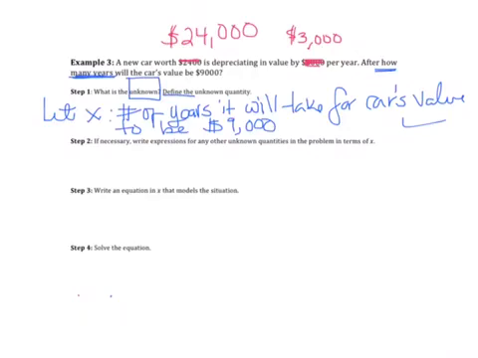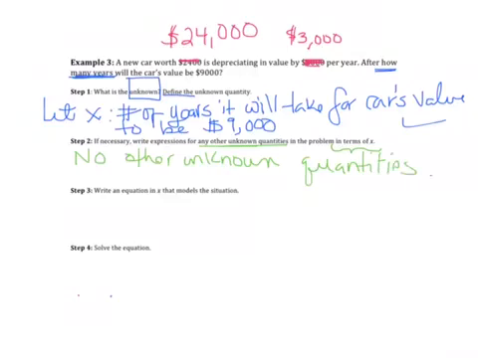Okay, step 2. If necessary, write an expression for any other unknown quantities in the problem, of course, in terms of x. Now, I hope you can see that here there are no other unknown quantities. So here, you can just say no other unknown quantities, right? Because all we want to find is the number of years it'll take for the car's value to be $9,000, right? Just the number of years.